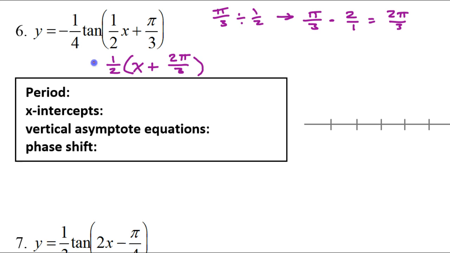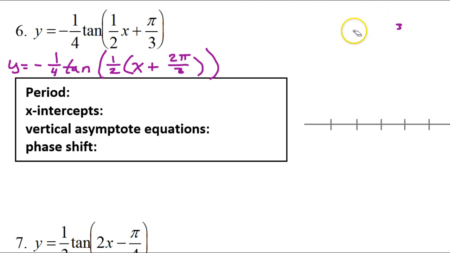Alright, and then we will have the rest of it. See how I have parentheses inside of parentheses? That's what you're going to have whenever you have a b value and a phase shift. Alright, let me just erase this stuff. Might get in my way later.